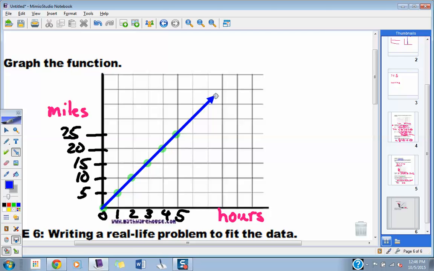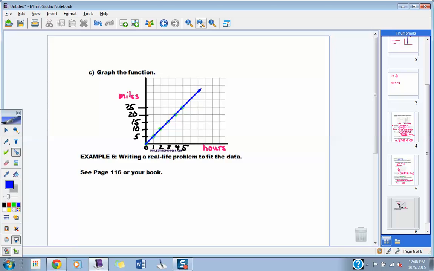Make sure you put an arrow on the end of it, because if you don't put an arrow on the end of it, that indicates to me that line just stops. Okay? All right. So notes-wise, guys, any questions at all? I'm going to send out that assignment here in a second, but understand the difference between continuous and discrete graphs now?